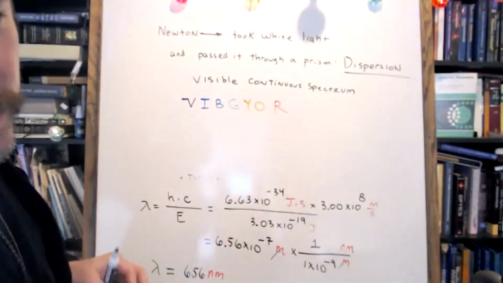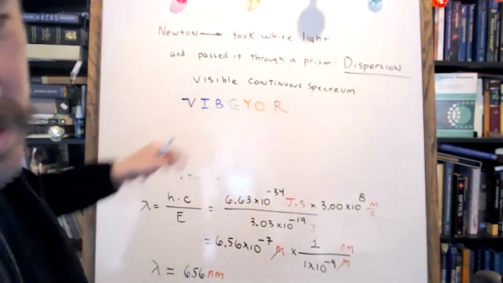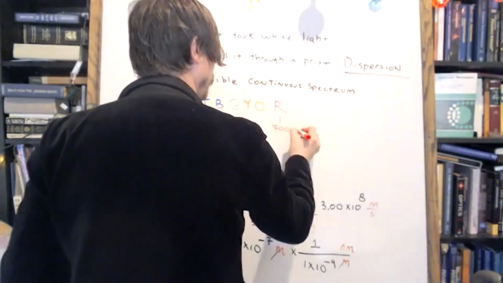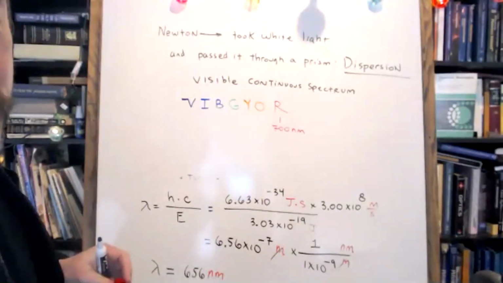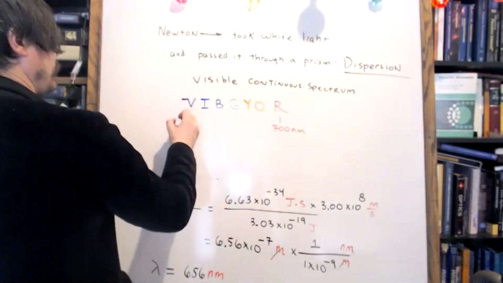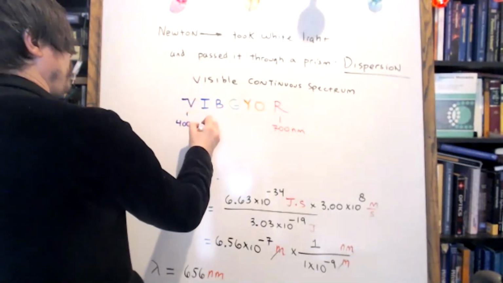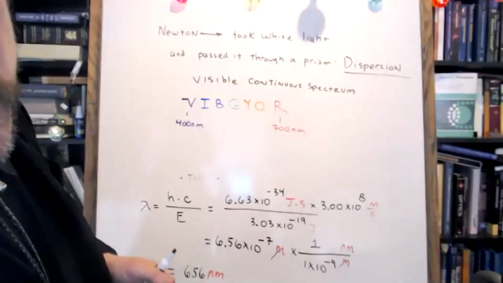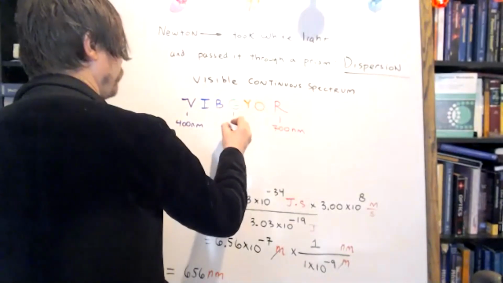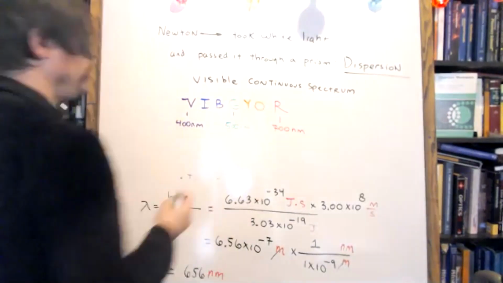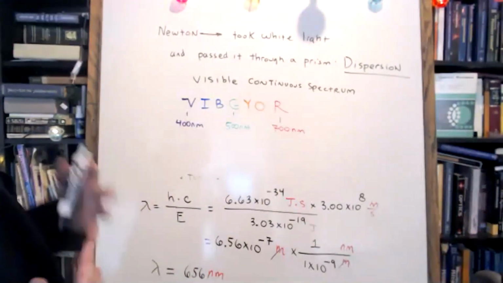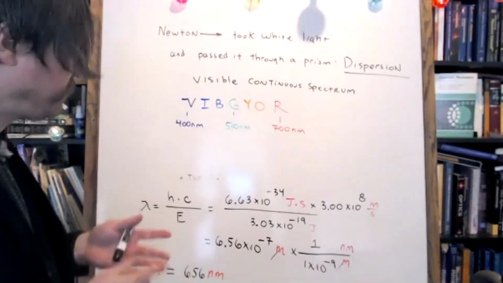Now, I don't know if Newton actually pegged the wavelengths to it in his day. This is about as far as he got. I think it's important for you guys to know that red has a wavelength of 700 nanometers. Violet has a wavelength of 400 nanometers. I want you to memorize this. And somewhere in the middle of the visible spectrum, green is about 500 nanometers. And this is called the visible continuous spectrum. It's the wavelengths of light that you guys are sensitive to.